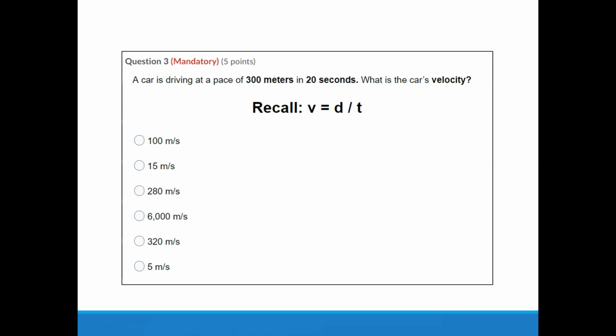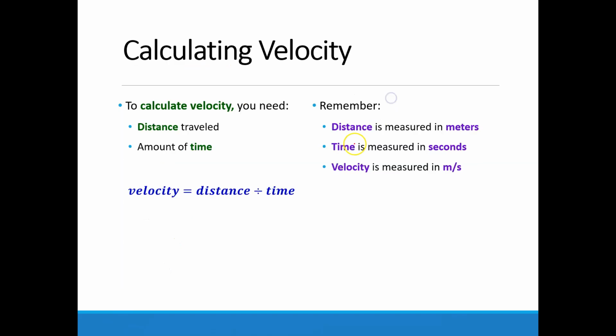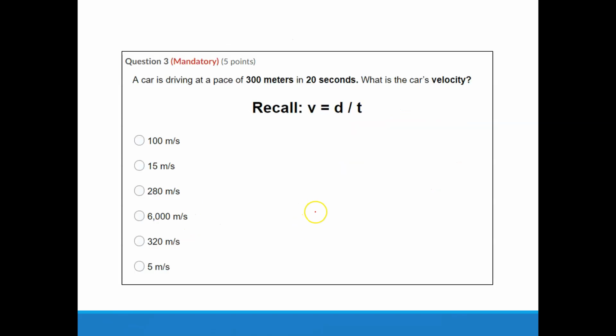All right, so question number 3 is taking a look at velocity. So a car is driving at a pace of 300 meters in 20 seconds. So we want to know what is the car's velocity. So let's take a look at this equation right here. Remember that in order to calculate velocity, we need to know the distance that gets traveled and divide it by the amount of time it took to travel. So distance, remember, we measure in meters, time we measure in seconds, and velocity we measure in meters per second. So that should help us annotate and understand our problem here.